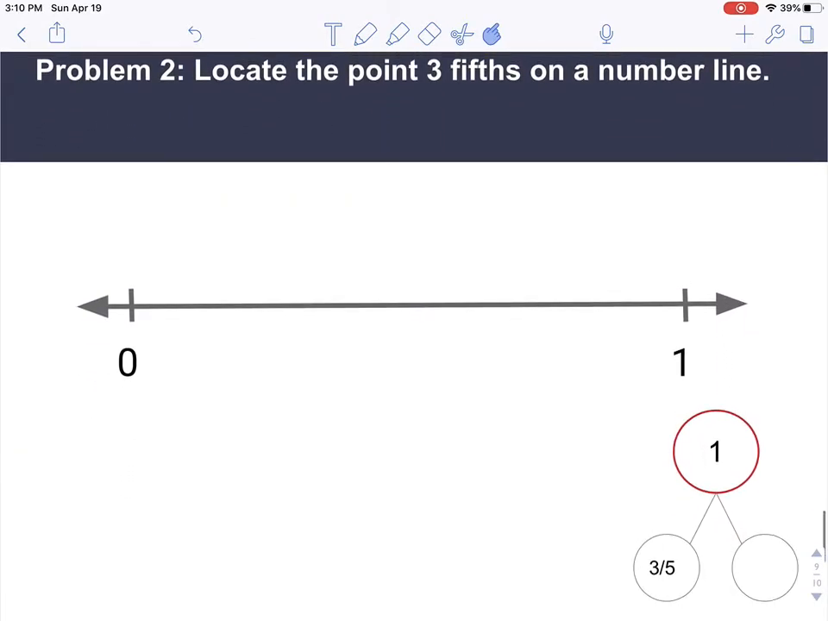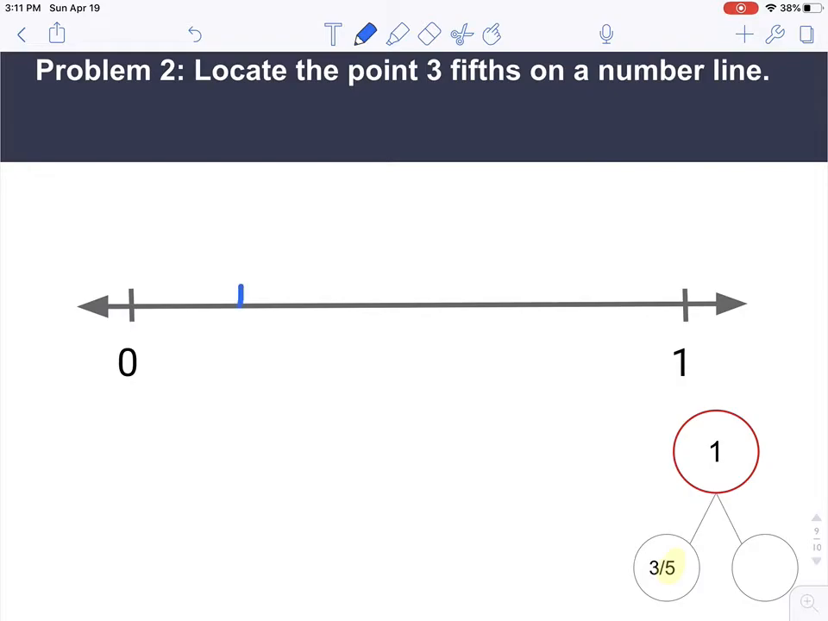Okay, locate the point 3/5 on a number line. So this might get kind of confusing because I see the number 3, but I'm dealing with fifths. And if I look at that bottom number here, 5, that tells me how much I'm splitting this up. So 5 sections. And if I want 5 sections, how many lines am I drawing? I'm drawing 4 lines to get 5 sections.